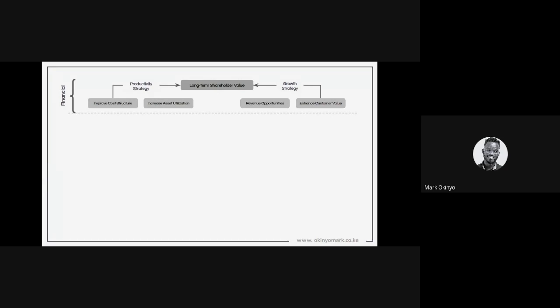So maybe potentially, instead of having a sales force of 50 people, you're now able to do that using just two internal resources. So you've automated a process which has helped you become more efficient, and then you are able to reduce your costs. Thank you for that example. Increased asset utilization. What do you understand by that?